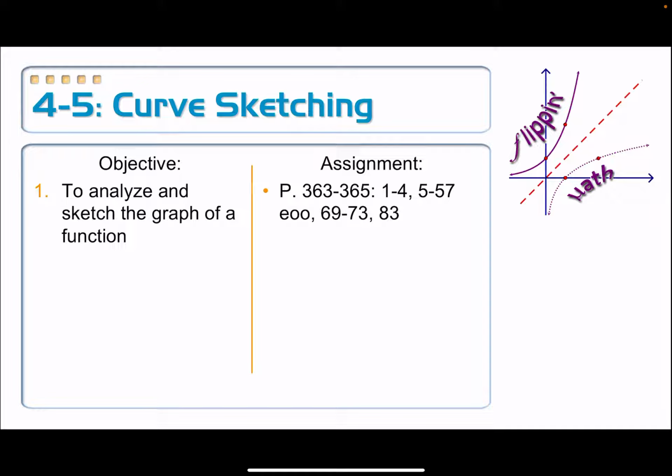When we talk about a complete graph, we mean that we include all of the major details, all of the extrema, any of the asymptotes, holes, symmetry, and things of that nature.